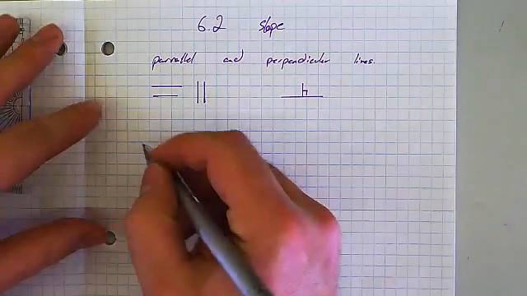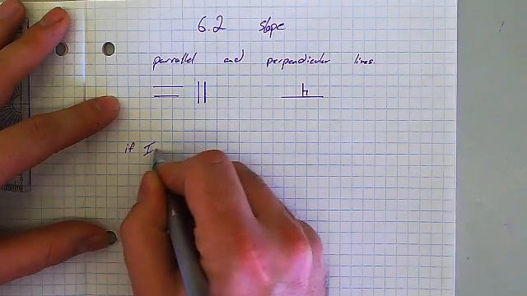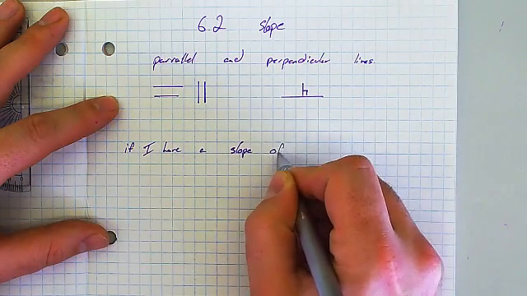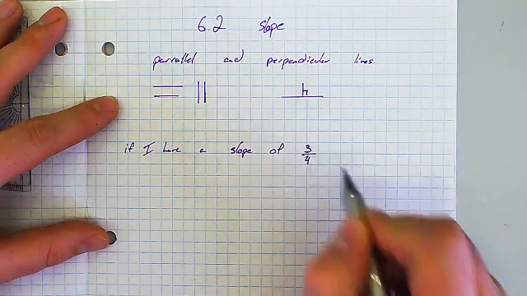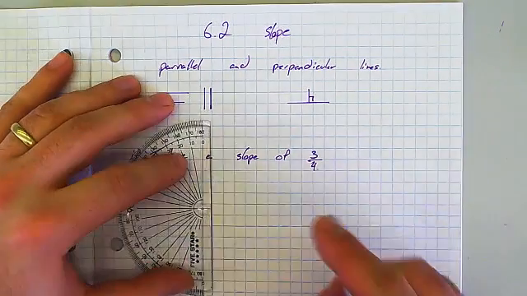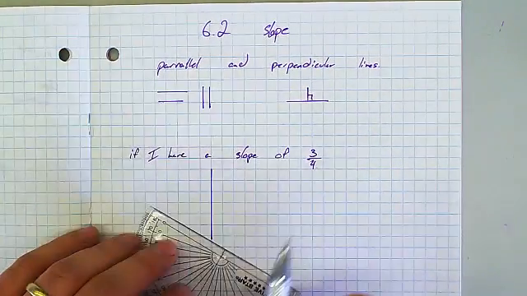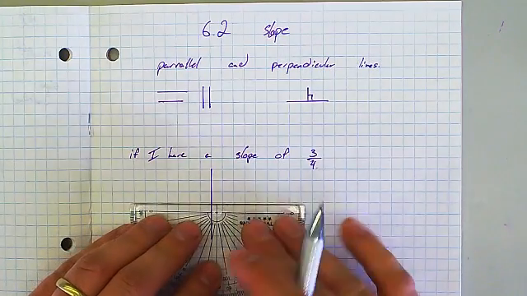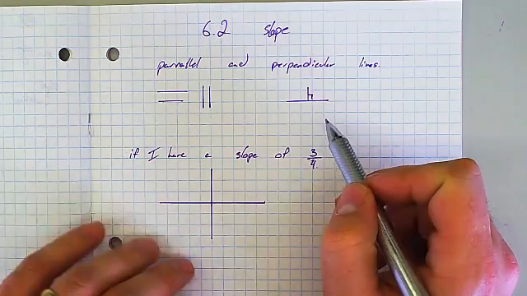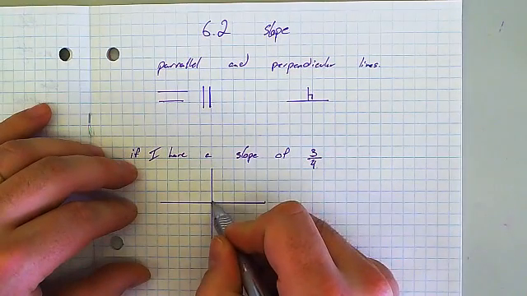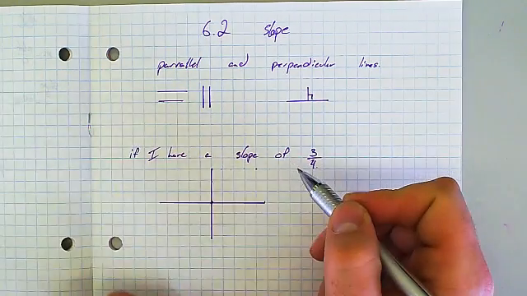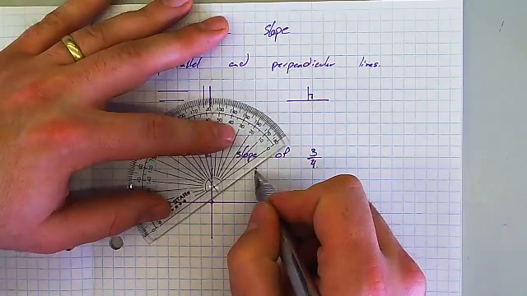When I have a slope, we're going to say 3 over 4. Okay? Meaning my first line, yeah, sorry, if you ever see a little square, that means 90 degrees. So if my first line has a slope of 3 over 4.